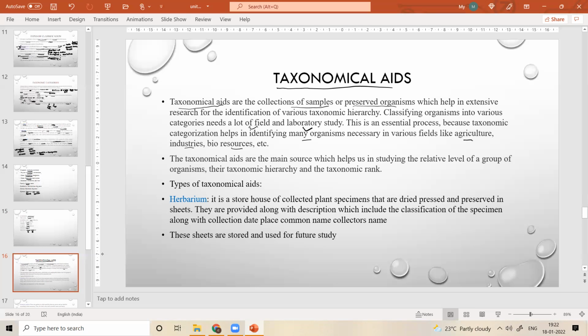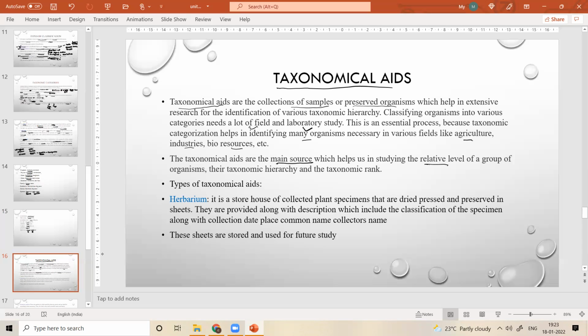The taxonomic aids are the main source which helps us in studying the relative level of a group of organisms. So what is the relative level? It is how much it relates to the other organisms that are already studied. So how it matches with an already existing organism. If it is not much related, then we can consider it as a new organism, a new species, or something like that.